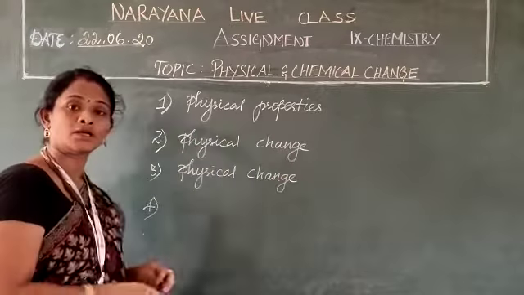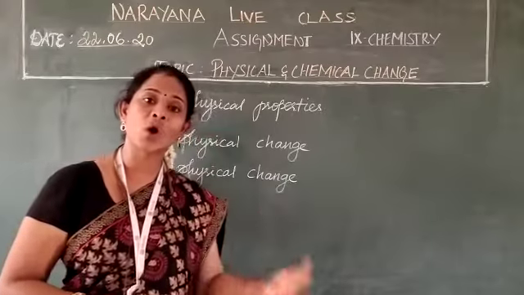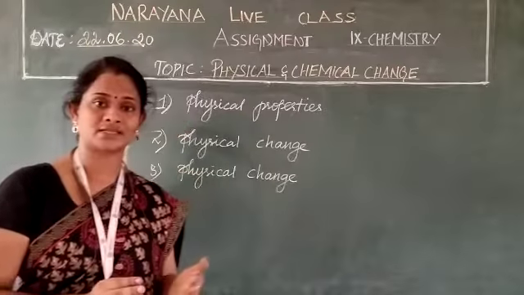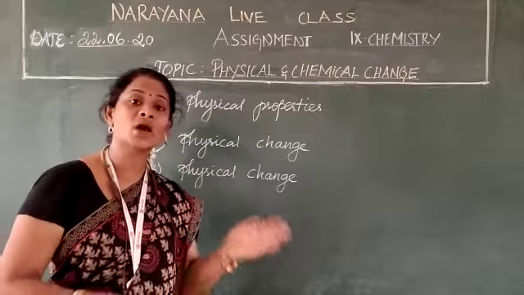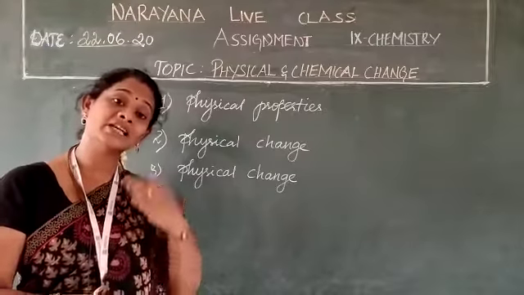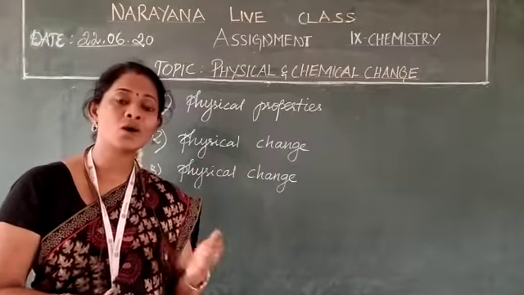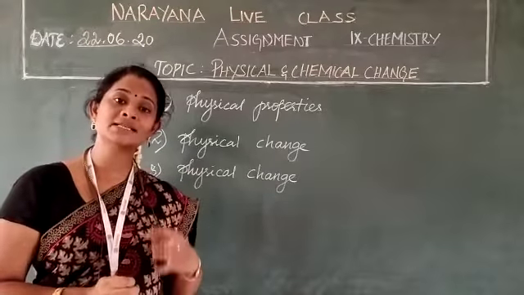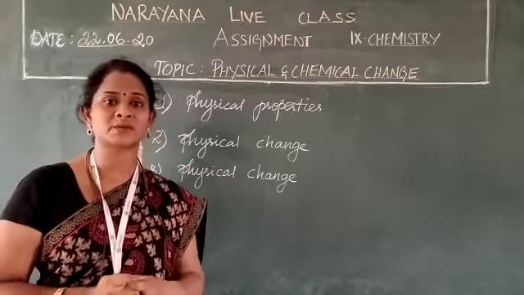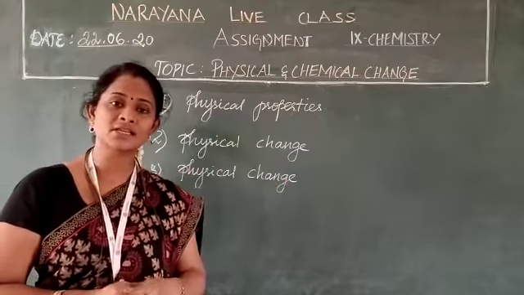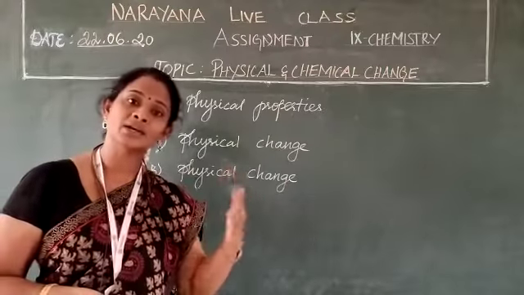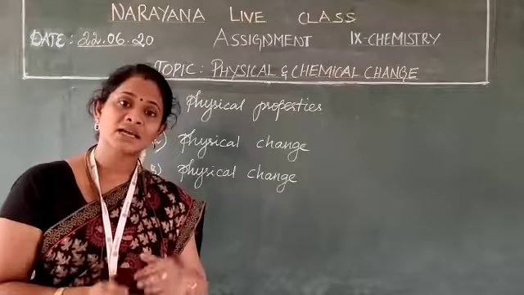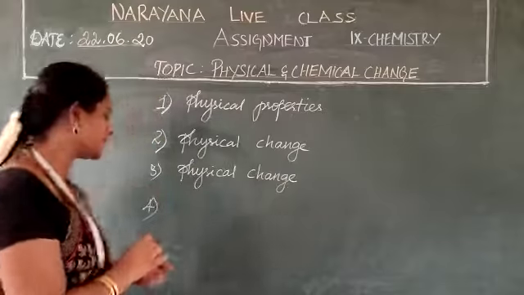Fourth one, both water and cooking oil are in the liquid state, but they have different chemical characteristics. How? You all know water extinguishes fire, whereas cooking oil is an inflammable substance. It catches fire quickly, isn't it? So both water and cooking oil are liquid, but their chemical characteristics are different.